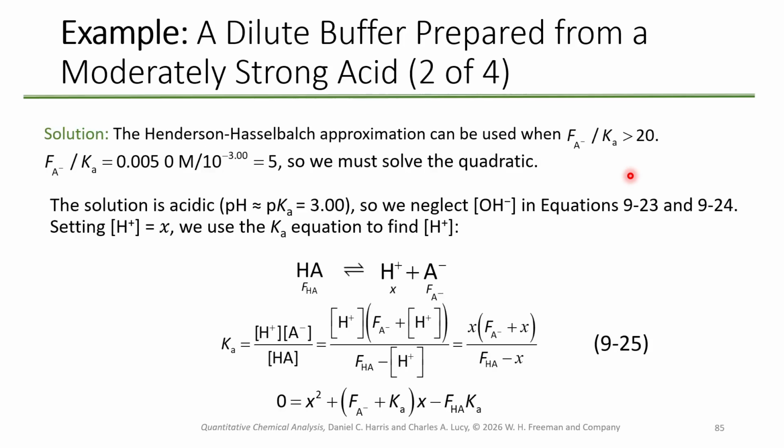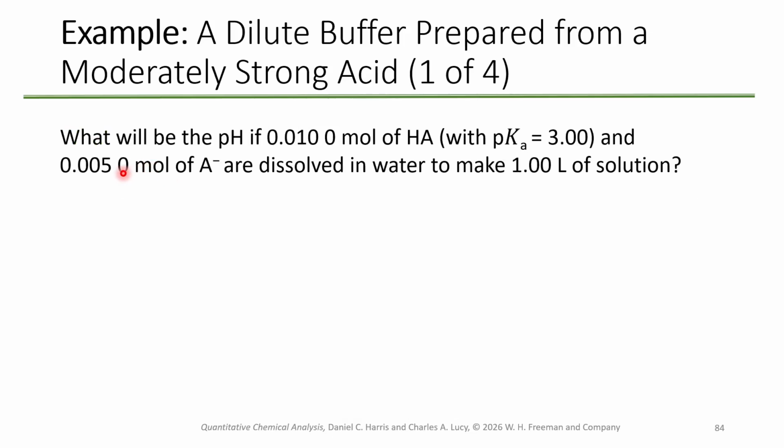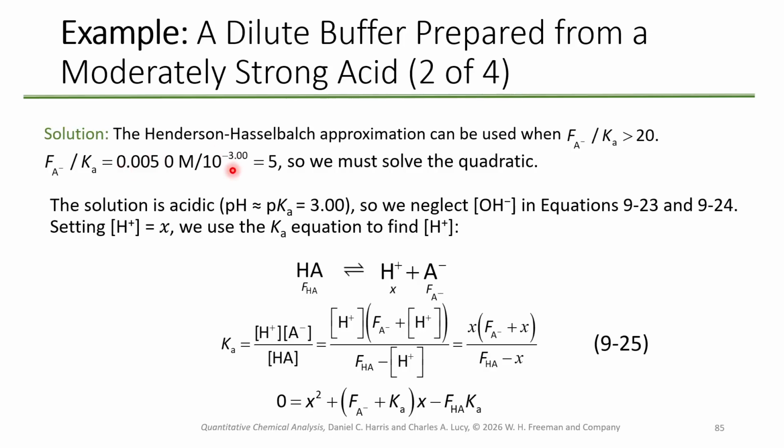And so the Henderson-Hasselbalch, we can approximate it when our A minus concentration is greater than our Ka by 20 times. We take our Fa concentration, which is that 0.005 value right here. We divide it by 10 to the negative 3, and we find out that we're only equal to 5, aren't we? So we're not greater than 20. So we actually have to solve the quadratic here. We're going to have to do this the long way.